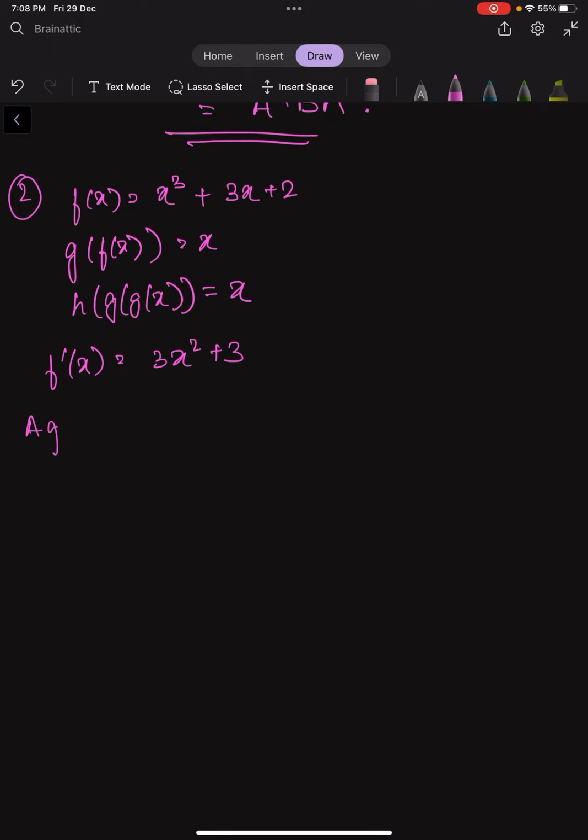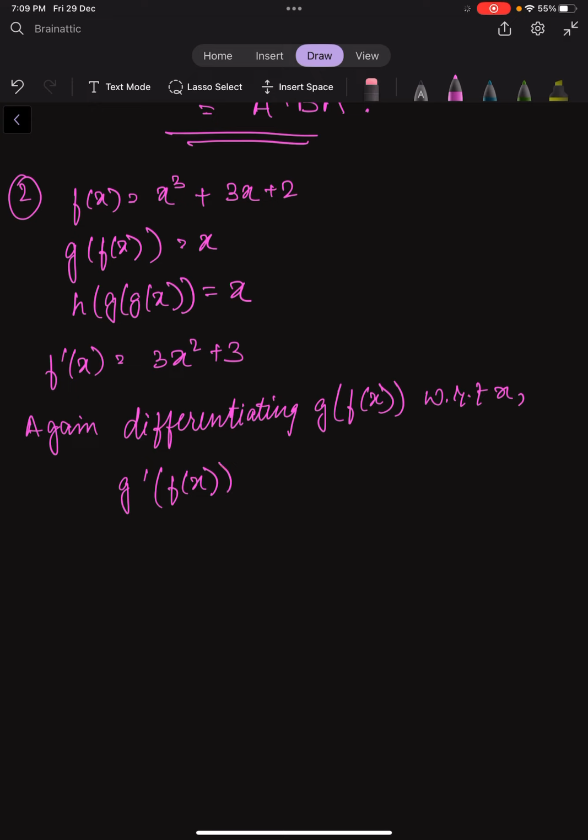Again, differentiating g of f(x) with respect to x, we will have g dash of f(x) is equal to 1 by f dash of x. Therefore, g dash of 2 is equal to 1 by f dash of 0, which is equal to 1 by 3, since f dash of 0 is equal to 3.